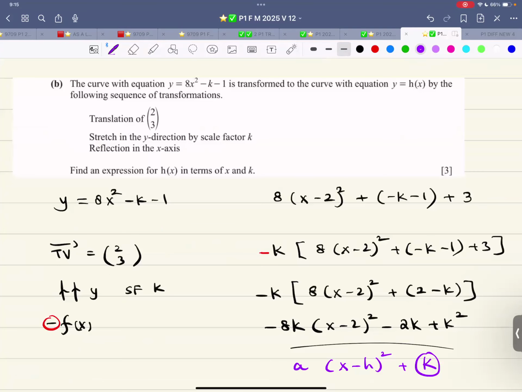Now part B. Let's read the question. Let me drink some water. Now it says the curve with the equation is transformed to the curve with the equation.